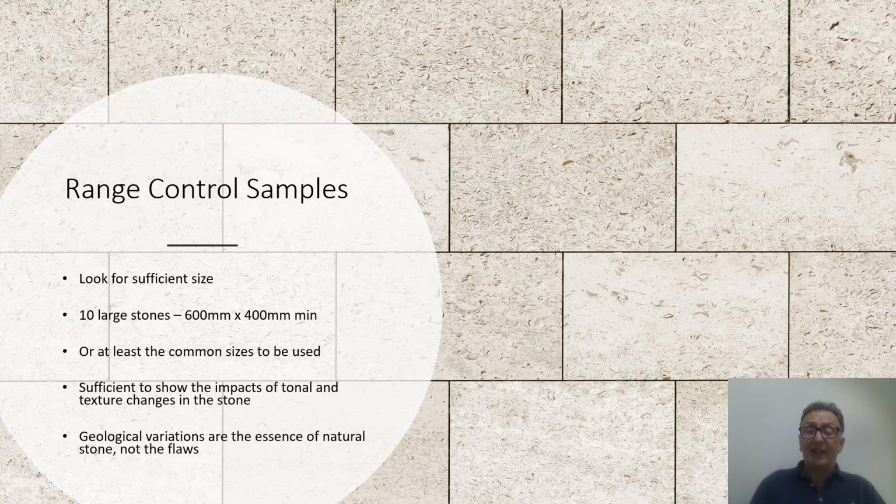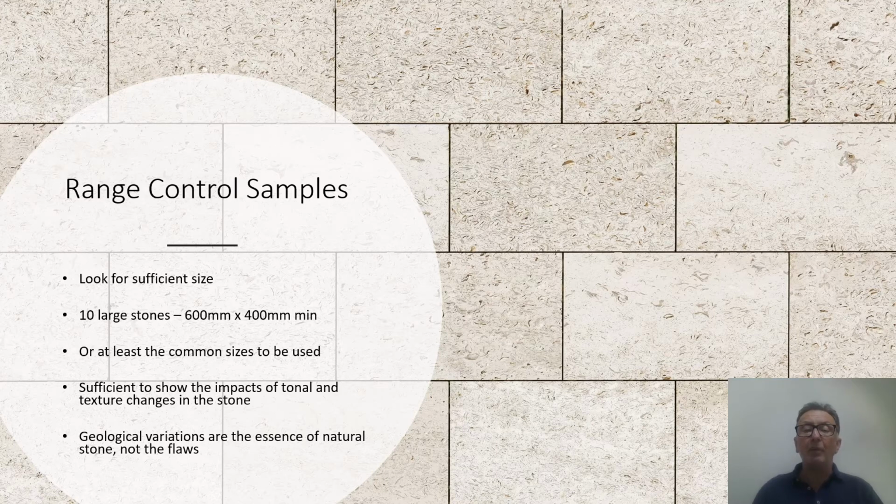You will require sufficient of these to be reflective of the material that you intend to use. These must be much larger than those smaller indicative coaster size samples that you may have looked at the beginning of the project. And it's not unusual to ask for 10 larger stones, nominally 600 by 400 millimeters in size, or at least to ask for range control samples of the common sizes intended for use on the project.